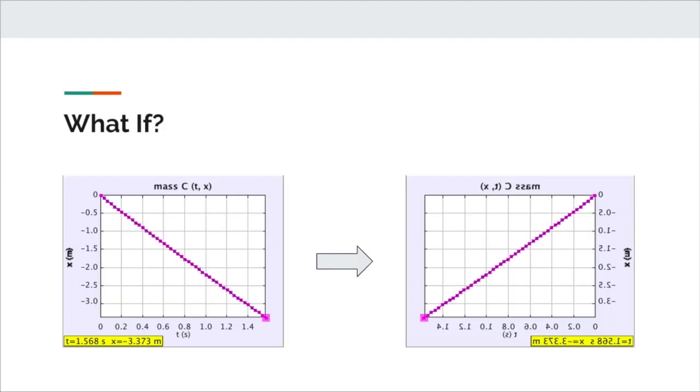What if we had used a different coordinate system? The chart on the left is what Tracker gave us, and this was using the positive x direction going to the right. But if we had swapped it and made the positive x direction going to the left, we would have ended up with the mirror image of our chart, which you can see to the right here.